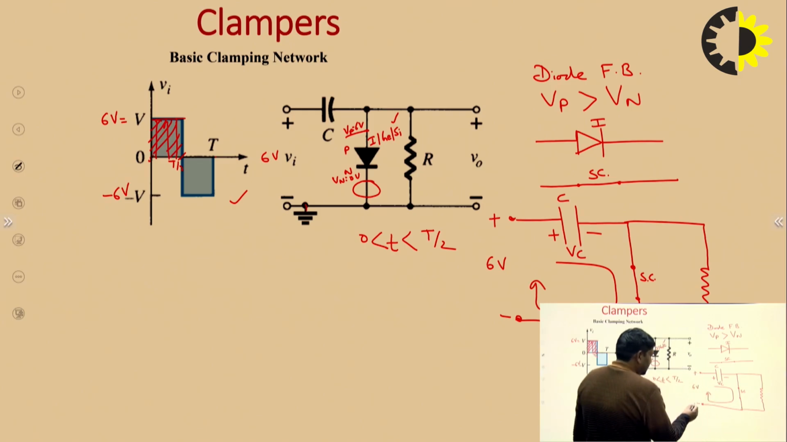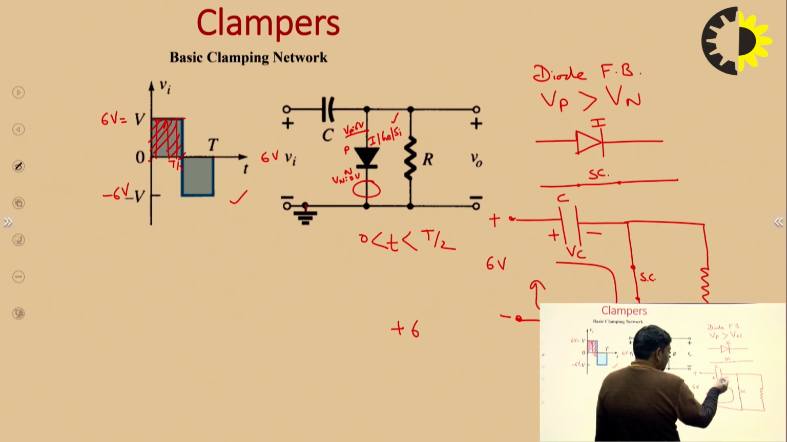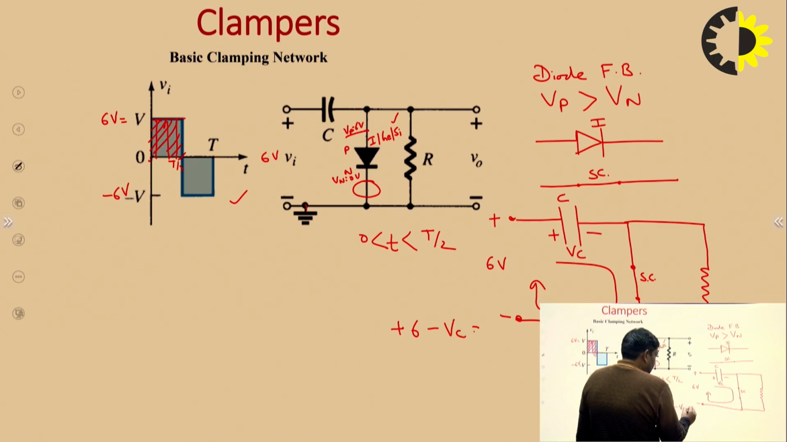Going from minus to plus, plus 6 volt is applied here. This is the capacitor voltage, because in the forward direction it is charged. The potential at C is plus on this side and minus on this side, so going from plus to minus gives minus Vc, which is equal to 0, because there is no resistance here and so no loss. So minus Vc equals 0, and Vc is equal to plus 6 volt.